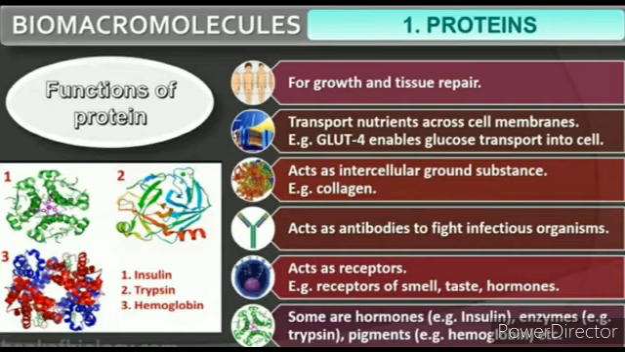What are the functions of protein? For growth and tissue repair, transport nutrients across cell membrane. Then they act as an intercellular ground substance, that is the collagen. Then they act as antibodies to fight infectious organisms, act as a receptor. Example, receptor of smell, taste, hormones. Some are hormones like insulin, enzymes, example trypsin, pigments like hemoglobin, etc.